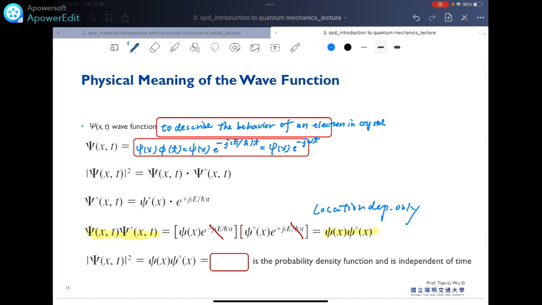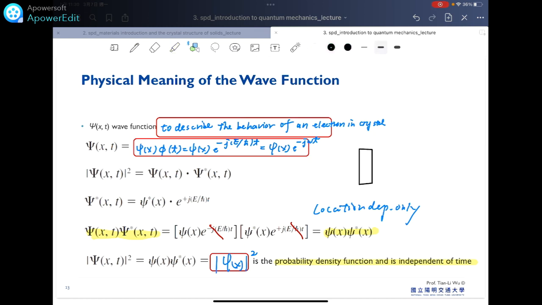Location dependent only here. So therefore, from this equation, in the end, it will be equal to this one. So that means that this is a probability density function and is independent of the time. So when we consider the wave equation, in the end we can simplify it as a case only considering the probability.